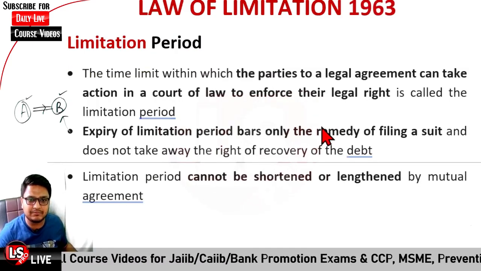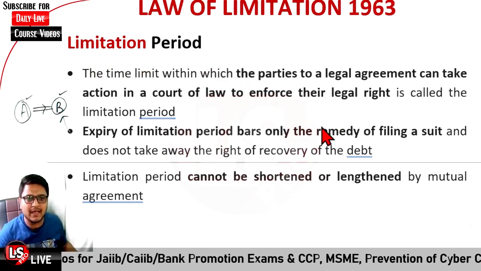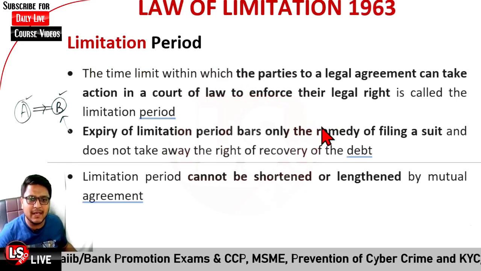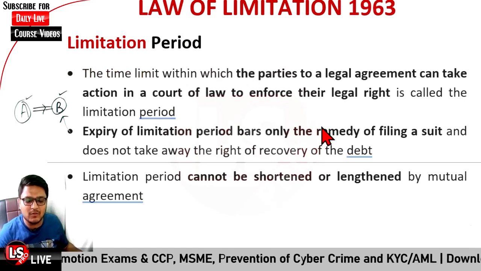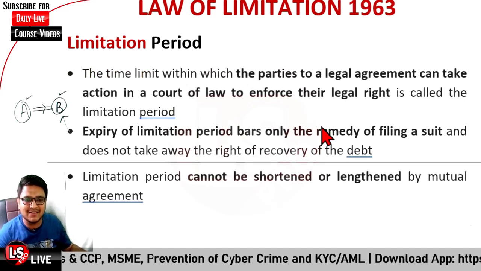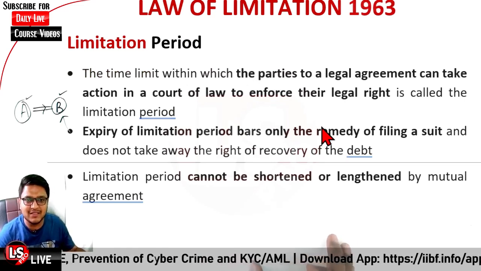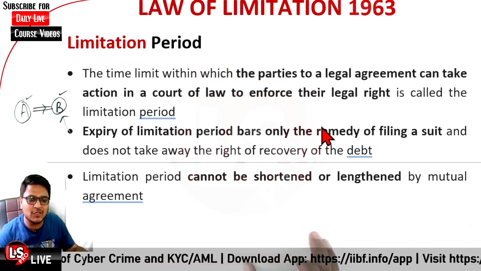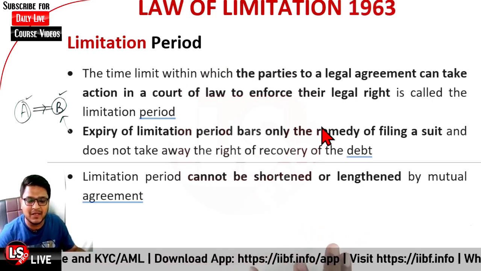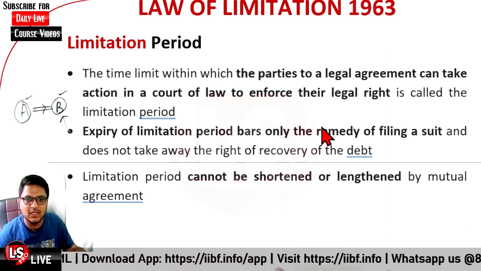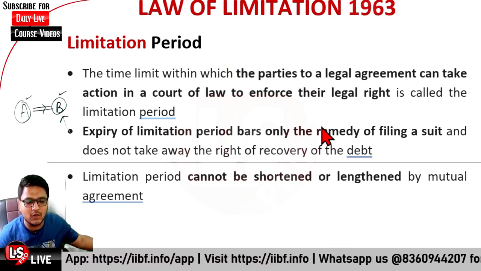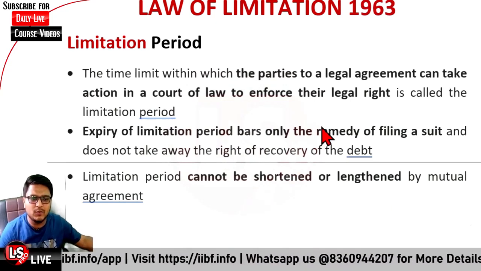Okay, the limitation, even if it is barred, the bank has the right to exercise the right for its recovery. Then limitation period cannot be shortened or lengthened by mutual agreement. It cannot be the case that it is mentioned as a condition in the agreement itself that the limitation will never be expired. It cannot be done in that way. Okay, so limitation period cannot be shortened or lengthened by mutual agreement.